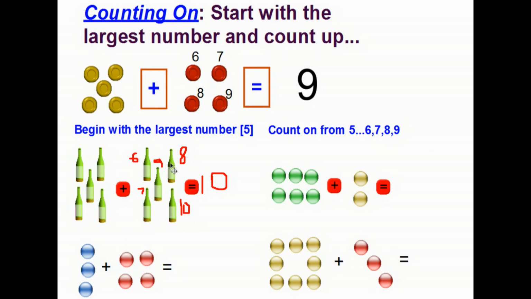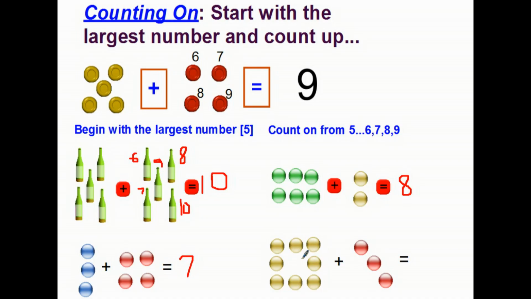In the same way, now try to answer this one. You have 6 green balls. Now let's count with this one. 2 white balls. 6, 7, 8. The sum will be what? 8. Excellent. Again here, you have 3 blue balls, 4 red balls. The result will be 7.